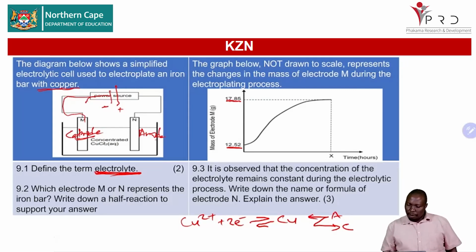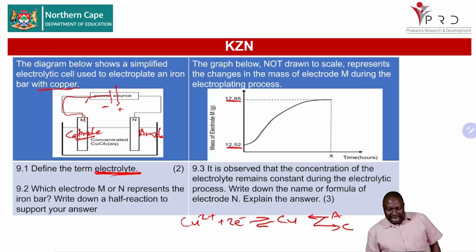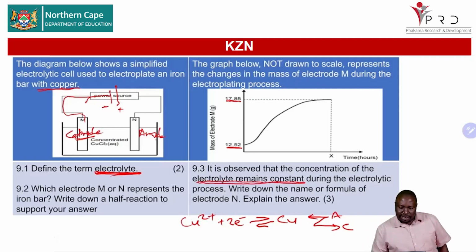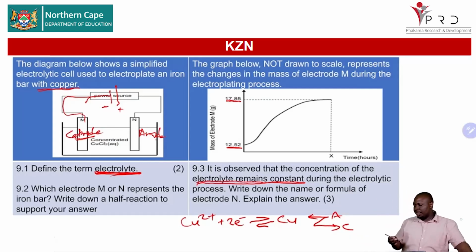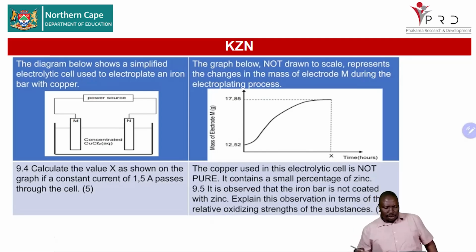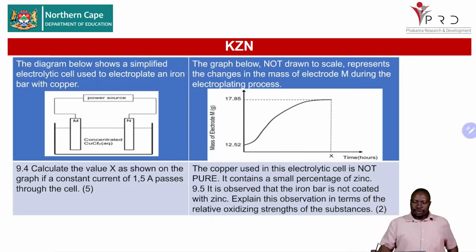But it is observed that the concentration of the electrolyte remains constant. We talked about this: during electroplating and purification of these metals, as long as we're using this one reaction, where the anode goes backward and the cathode goes forward, the concentration of the electrolyte remains constant because the rate of oxidation is equal to the rate of reduction.